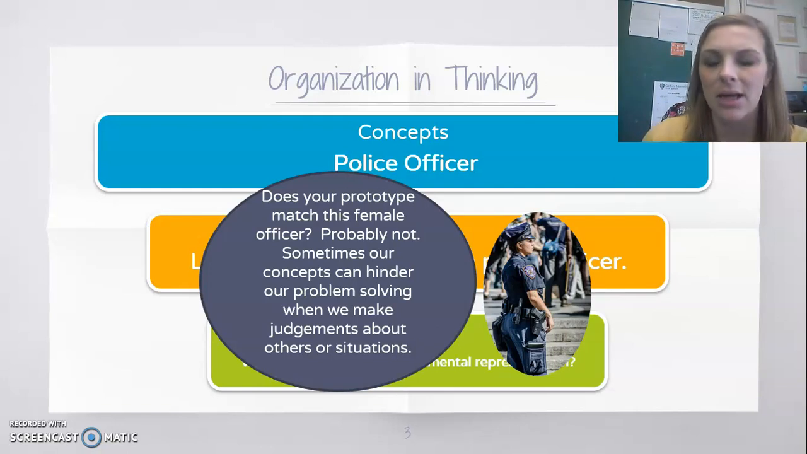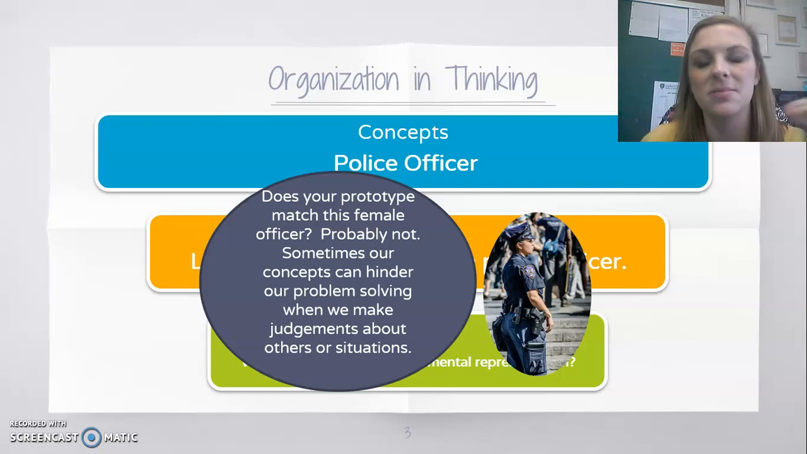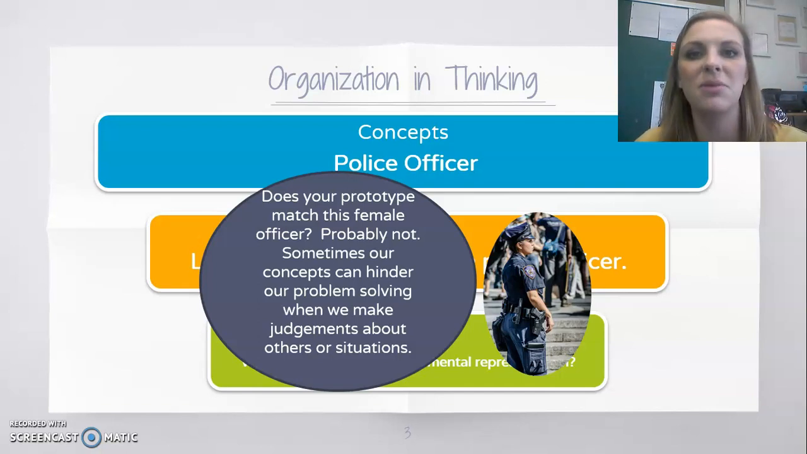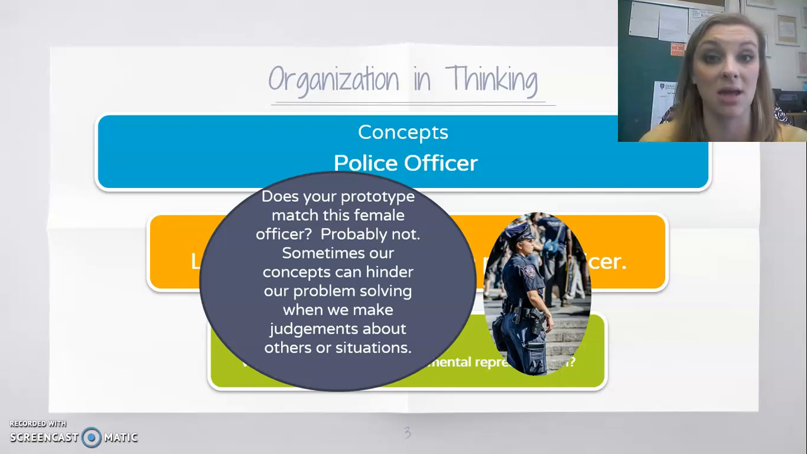Probably not. This is a big deal. Sometimes these concepts, these schema, these prototypes can hinder our problem solving. Our brain likes to make shortcuts. Okay? It likes to categorize things, but sometimes we make judgments about others or situations that aren't true because of these categories that our brain makes. And we're going to talk about that.